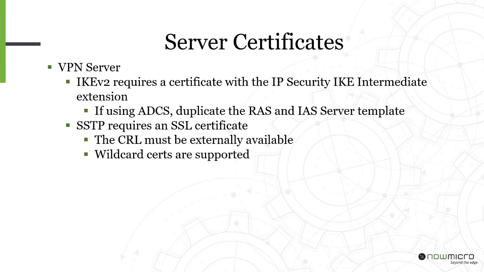If you're using SSTP for the VPN protocol, the VPN server needs to have an SSL certificate installed. And the CRL, or certificate revocation list, for this certificate must be externally available. So if the certificate is being issued by like an internal PKI, then your internal PKI needs to have its CRL published on the internet, which usually isn't the case. So for this certificate, I'd recommend just using a certificate from a third-party CA. And if you have an existing wildcard cert, that can be used here too.